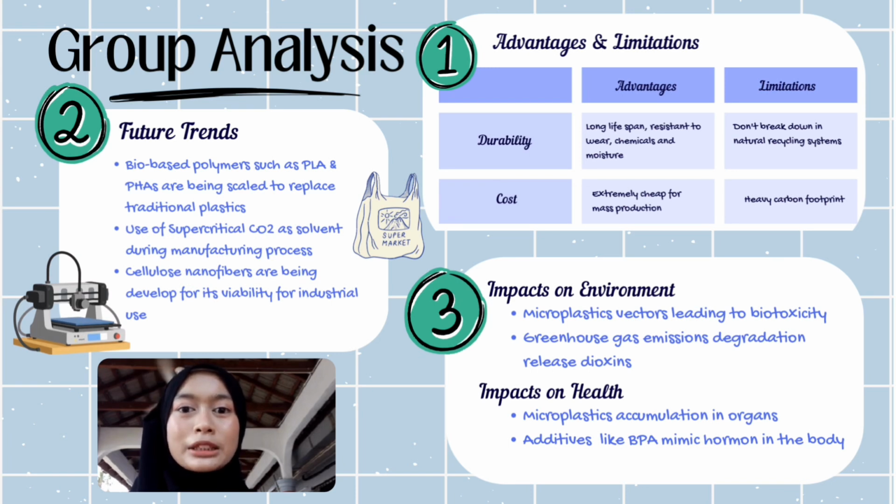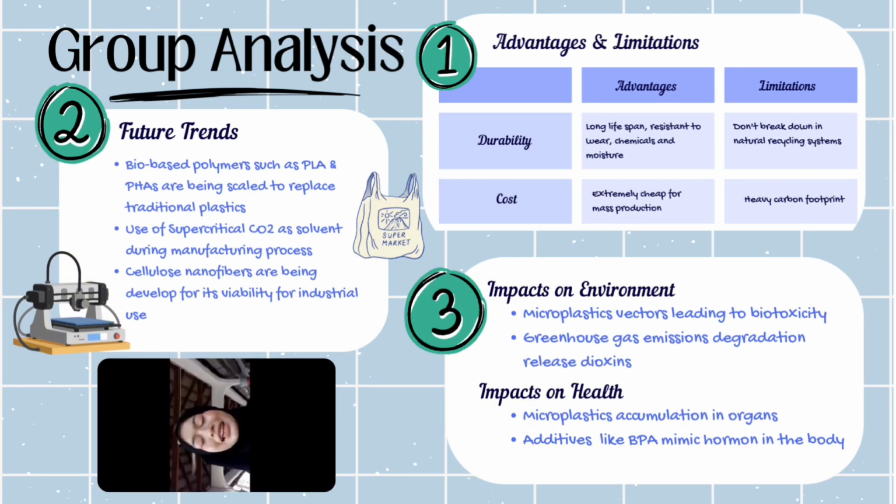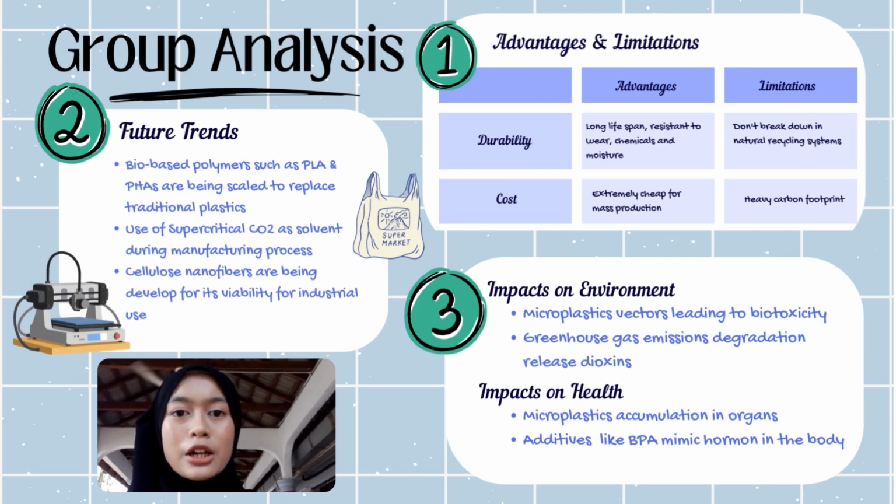Next, the use of supercritical carbon dioxide as a solvent during the manufacturing process will help to eliminate the need of toxic organic solvents. Lastly, cellulose nanofibers are being developed for their viability for industrial use. This is because by incorporating cellulose into biopolymers, we can enhance the mechanical strength of the synthetic polymers, which makes it viable for industrial use and also 3D printing.